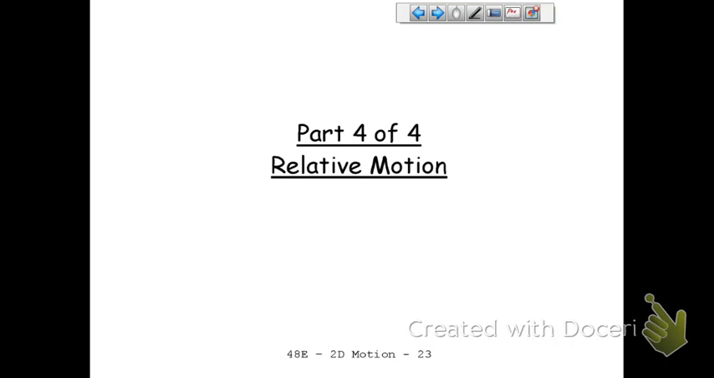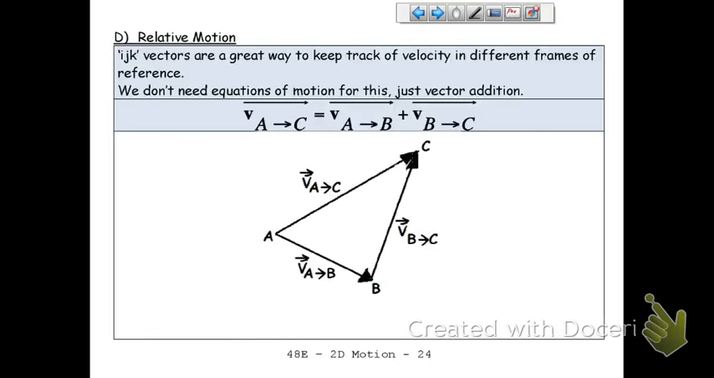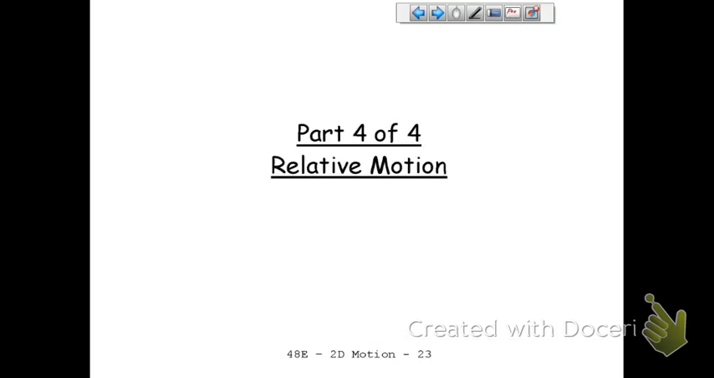I'm going to draw a bit of a line now. So we've done kinematics in 2 dimensions, and we've done them in 3 dimensions. And now we're doing another thing that's in 2 dimensions, but it's not using kinematics. It's called relative motion.